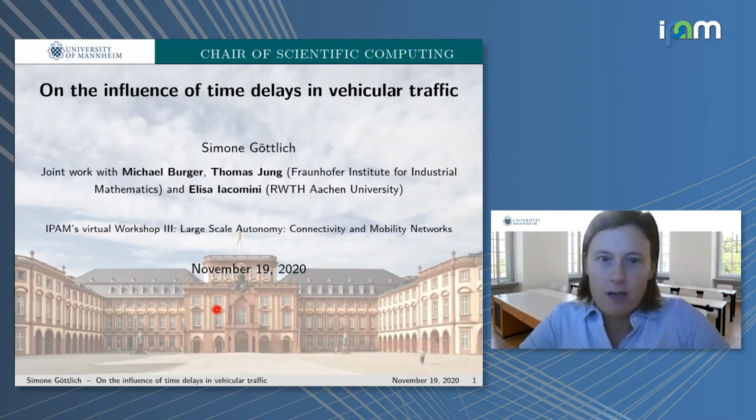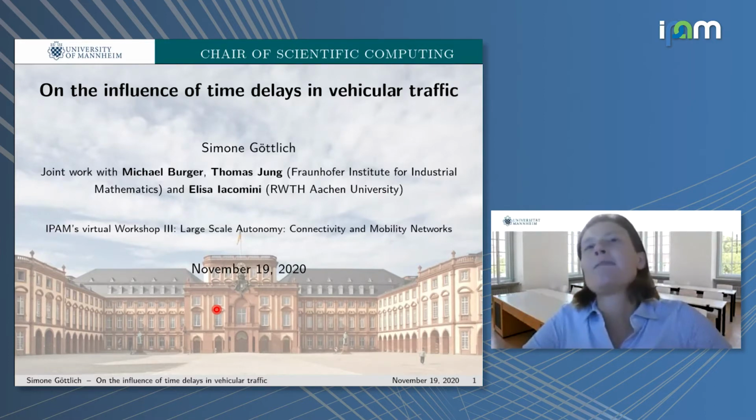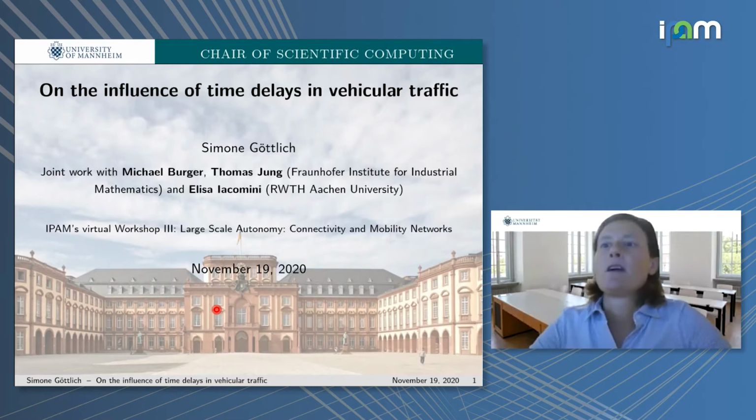So when we started to think about this subject, we asked ourselves, which impact do time delays have in macroscopic models that are related to the famous LWR or RZ model? And I think this is a very interesting research topic and research question, also very important for autonomous vehicles.